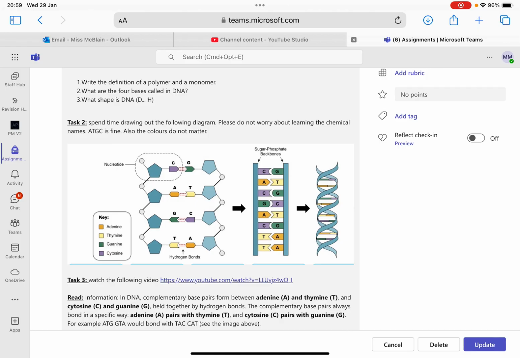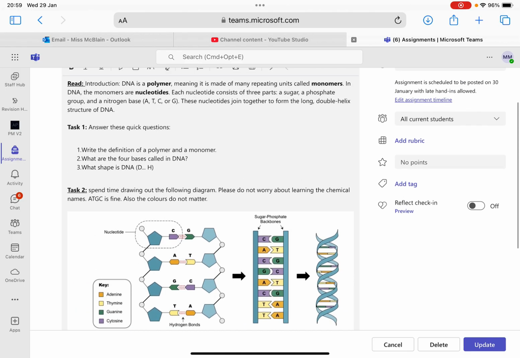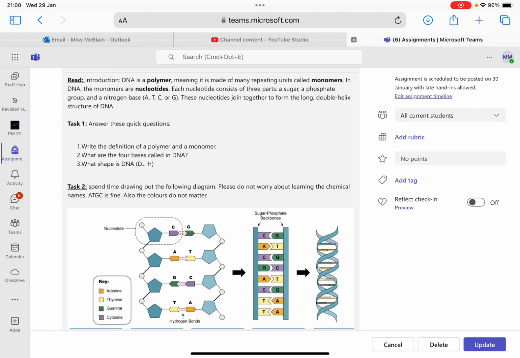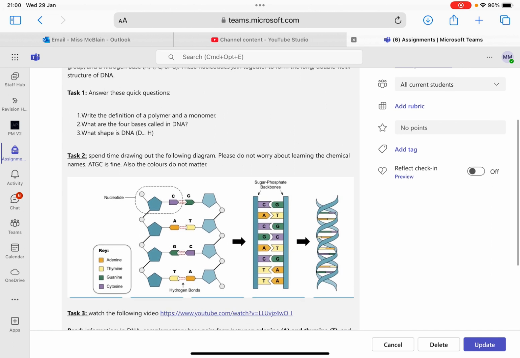So number 1, a polymer is a long molecule. You might say DNA is an example. A monomer is a single unit, and you could use nucleotides as an example. The 4 bases in DNA are A, T, G, and C. And the shape for number 3 is a double helix.